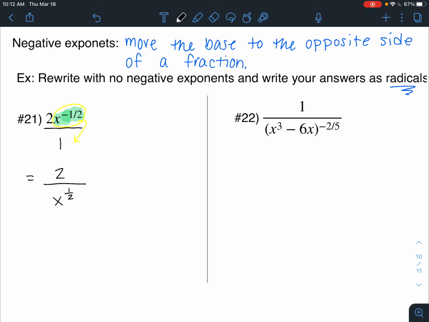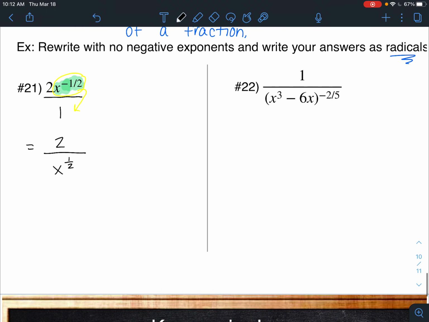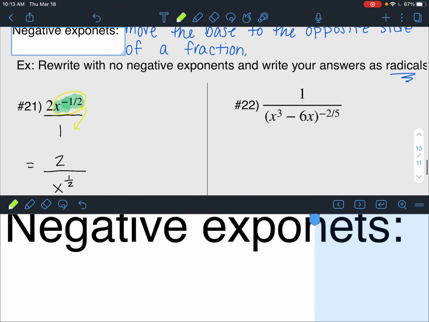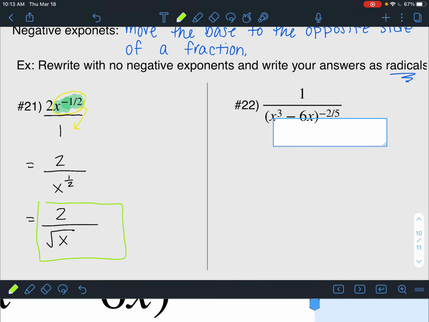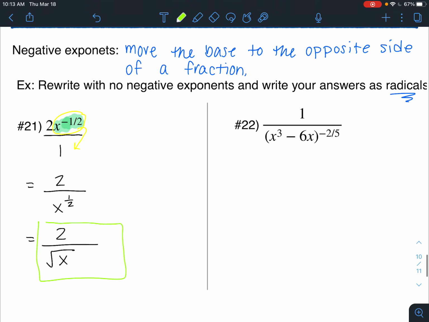And then they wanted us to write our answers as radicals. So I'm going to get 2, and that x to the 1/2, that's x to the first, and I have an index of 2 then. So it's going to be a square root. But that's the final answer. You could also rationalize that and get the square root out of the bottom, but we don't have to do that. That's not what the question asked us to do.